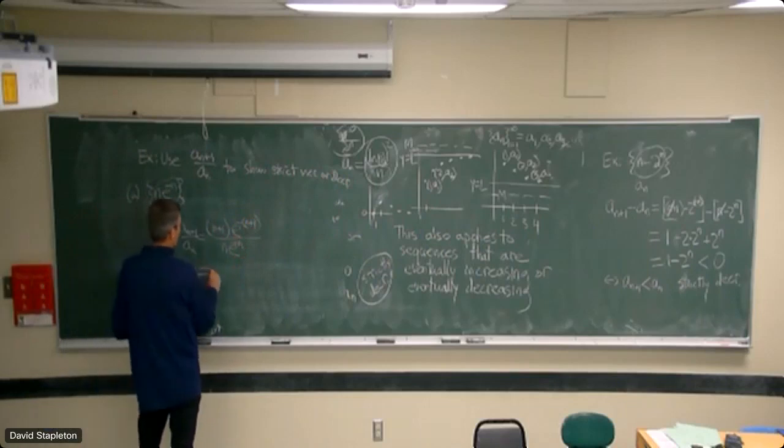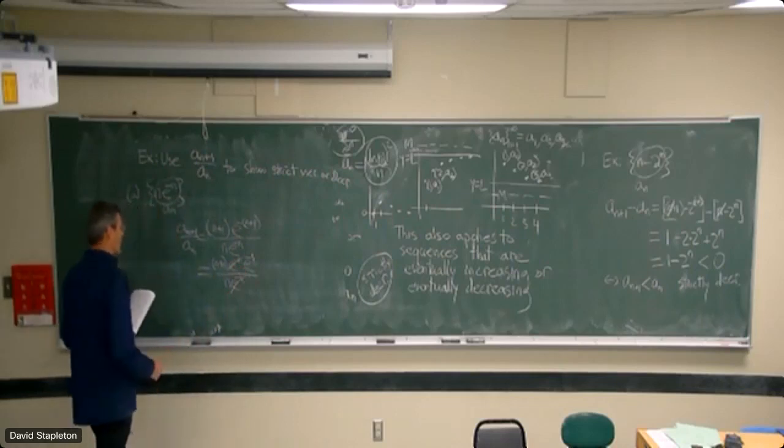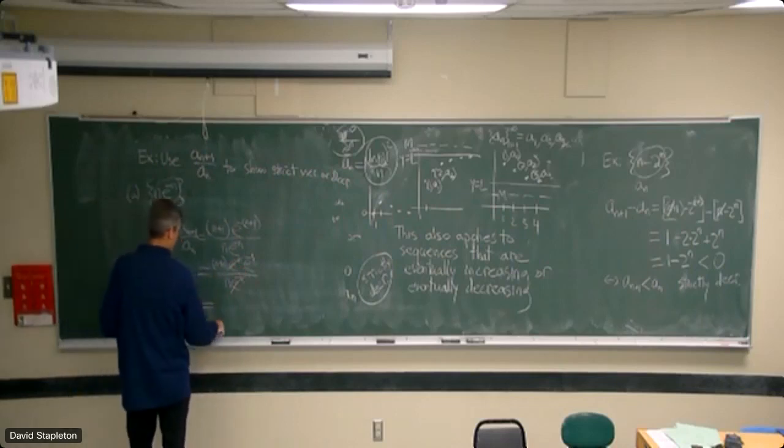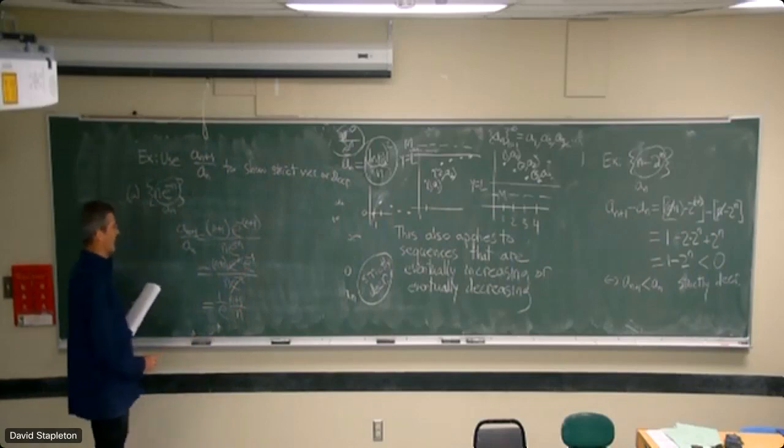And let's see, this one is e to the minus n times e to the minus 1. And then we can use some algebra to cancel the e to the minus n's. And this thing comes out to be, e to the minus 1 is 1 over e. So 1 over e multiplies n plus 1 over n.